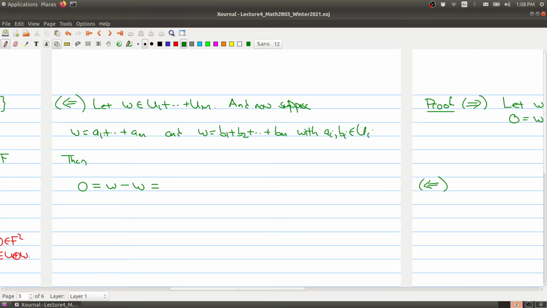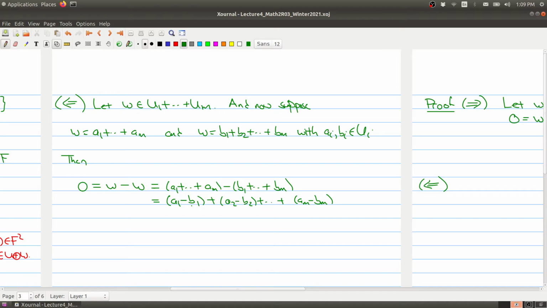Right? Now we can substitute one way of writing W using the A's, and then take another way of writing W, which is the B's. Let me put a negative sign here, not a plus sign. So B1 up to BM. And now we're using the axioms of a vector space. We can regroup things. So let's take A1 minus B1 plus A2 minus B2 up to AM minus BM.